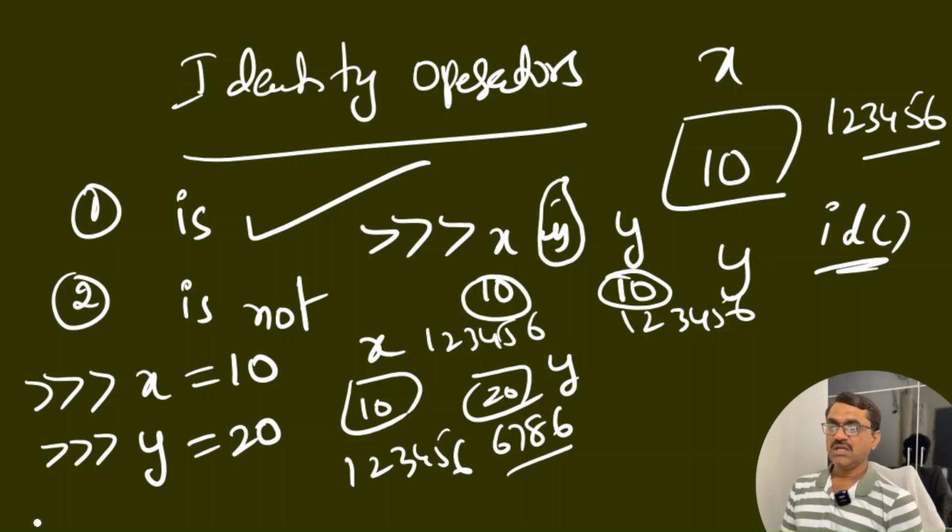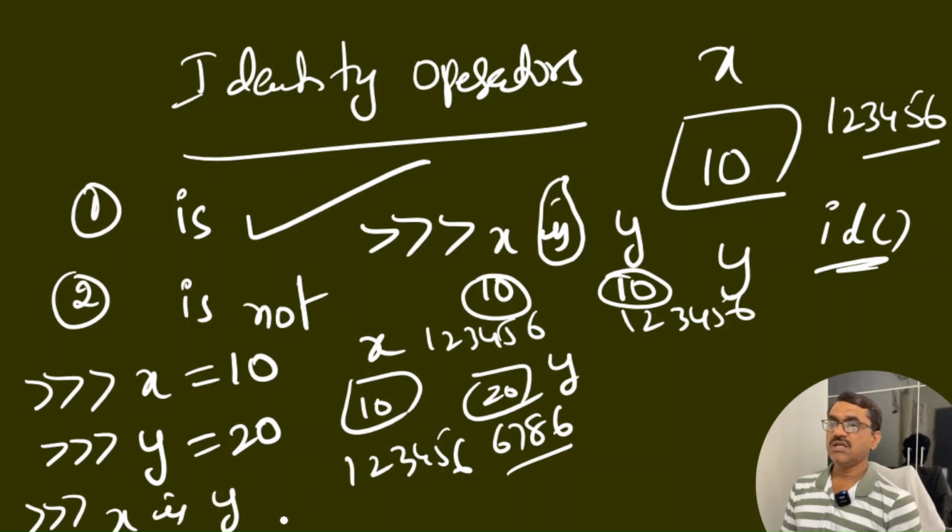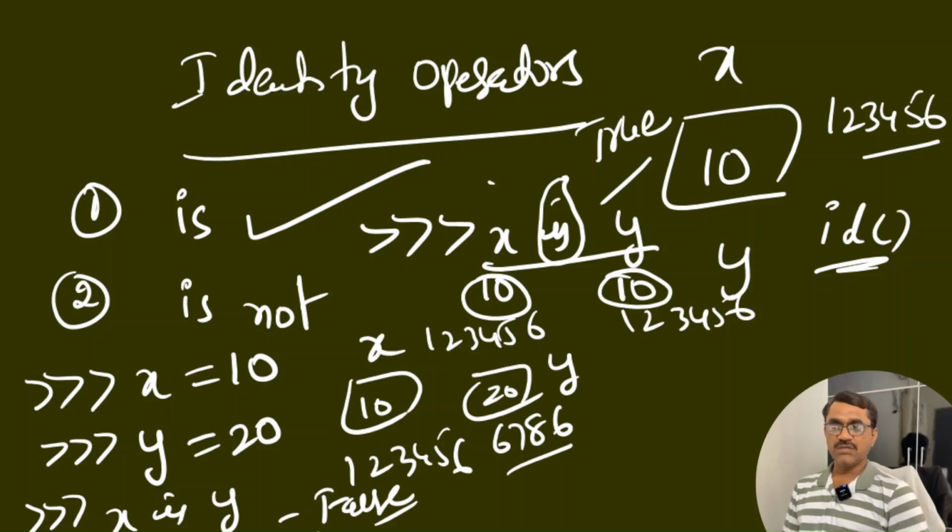In this case, if I say x is y: in the first case, yes, x is y, both IDs are the same, so it returns true. But for the second case, when you say x equals 10 and y equals 20, separate memory locations are created and separate IDs are given. When you say x is y, it is going to return false. This is very, very important.